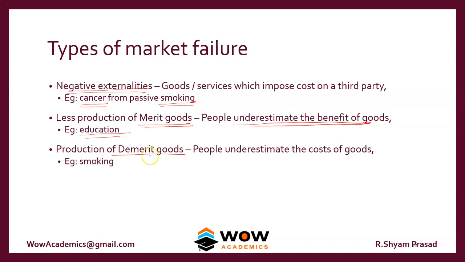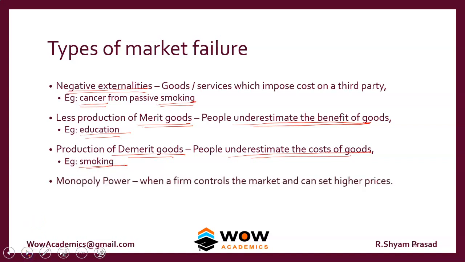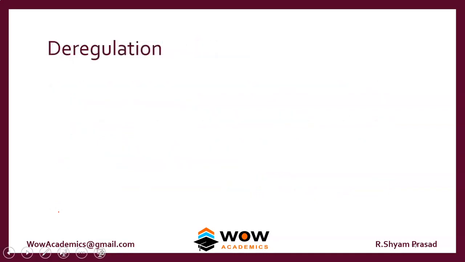Or production of demerit goods, things which are hurting the citizens. People underestimate the cost of goods, for example, smoking or even liquor or alcohol. Or monopoly power. If one of the companies gets monopoly power, then they can control the market and they can set a higher price. So these are the problems of market failure.